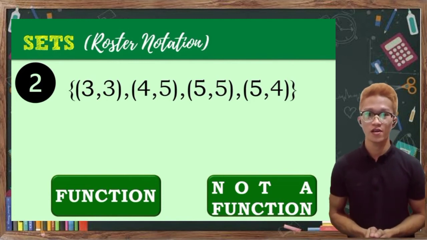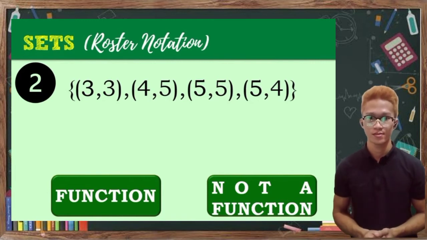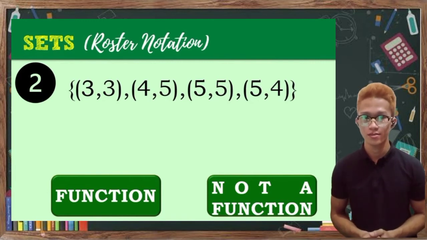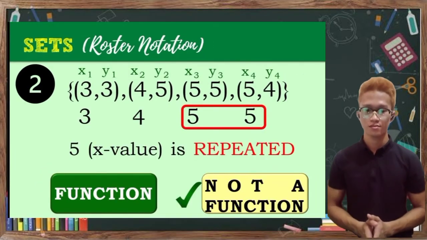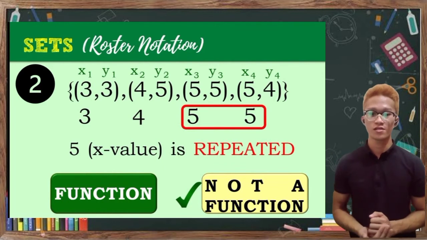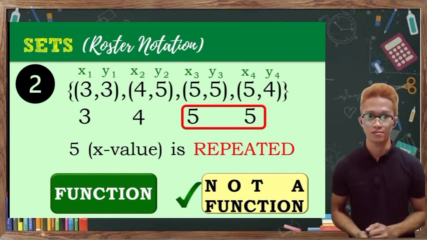Can you identify if this set is a function or not a function? Is it a function or not? Not a function. Very good. Because as we can see that our x sub 3 and x sub 4 has the same x value, which is 5 in our ordered pairs. And it has been repeated twice, which means that this is not a function.